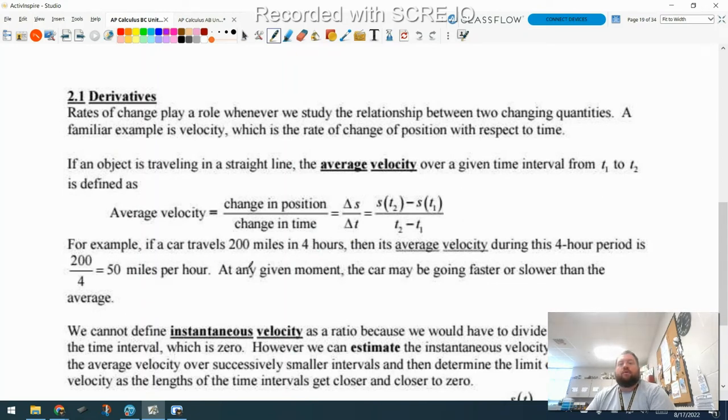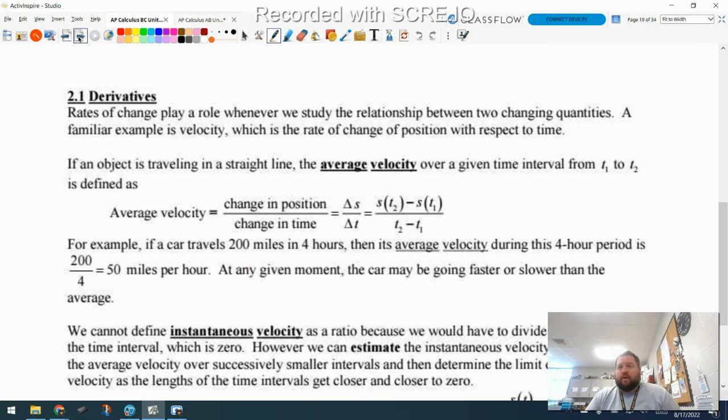Okay, now, of course, if you're making that trip, you averaged 50 miles per hour, but that doesn't mean you were going exactly 50 miles per hour at every moment in time along that 4-hour trip. You may be going faster at some point if you get on a highway. You may be going slower. Maybe you had to stop at a red light, or you hit one of those small towns where they go down to 35 miles an hour. So your speed fluctuates over time, but it averages out to 50 miles per hour.